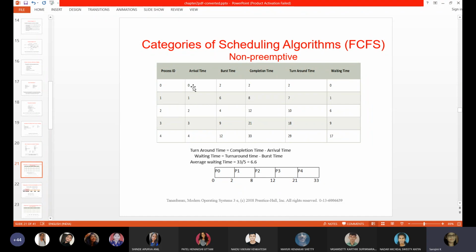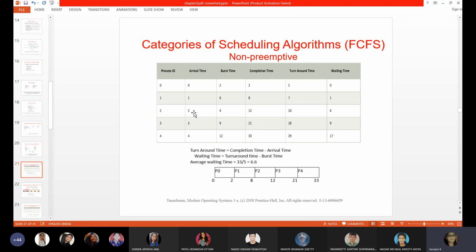For example, the first process might have arrived at the 0th millisecond. The second process might have arrived at 1 millisecond. The third process might have arrived at 3 milliseconds. That means, 4 milliseconds. So the gap between these two is 1 millisecond. The gap between these two would be 2 milliseconds. Like that also you can take the values.